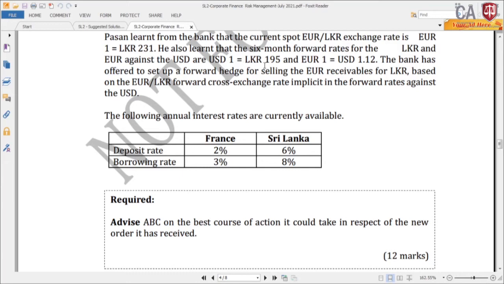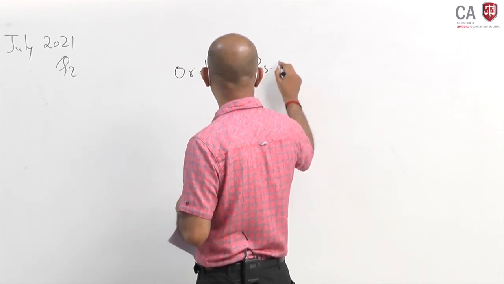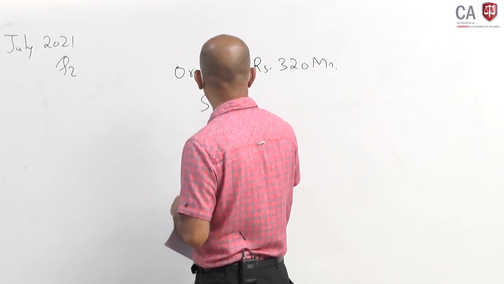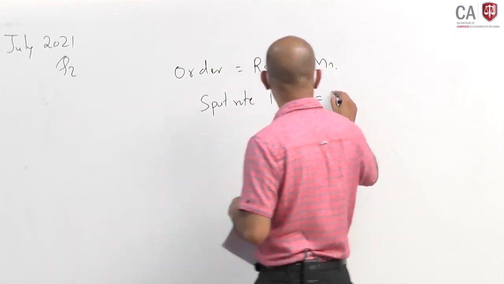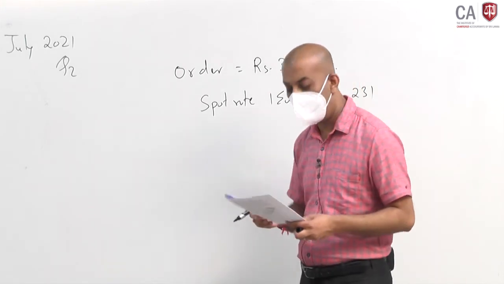So the question, a 12 marks question, is to advise ABC, the local company, on the best course of action it would take in respect to a new order it has received. They are simply asking regarding the new order. The new order rupee value is 320 million, and the spot rate, meaning today's exchange rate, is 1 euro equals 231 rupees.